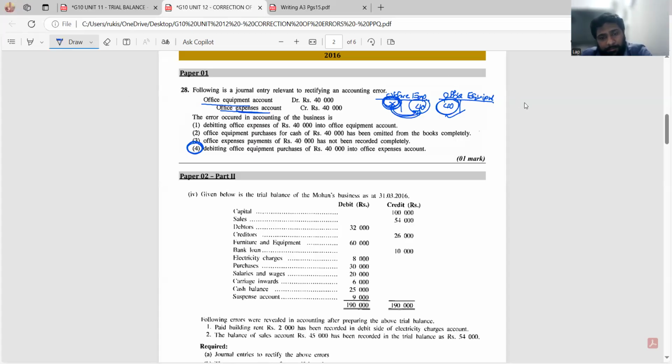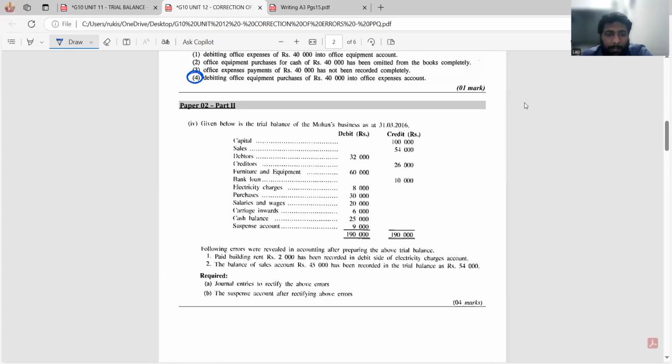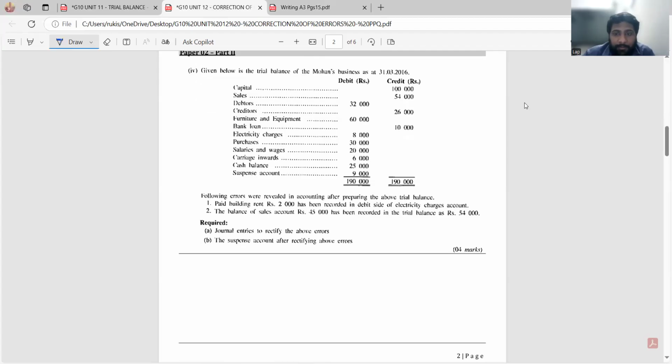Next. They're asking us to write the journal entries to rectify the above errors. And they're asking you to prepare the suspense account. So, the following errors were revealed in accounting after preparing the trial balance.